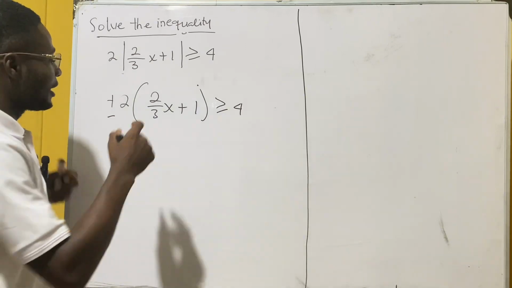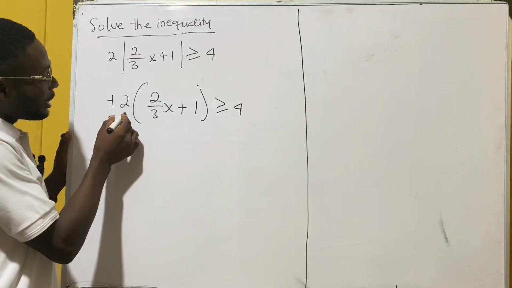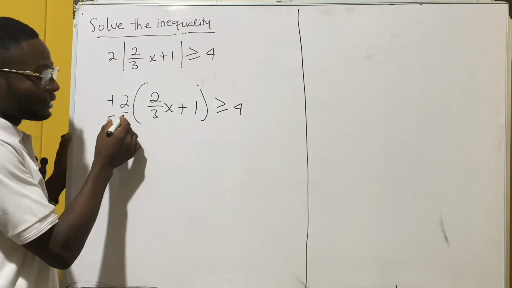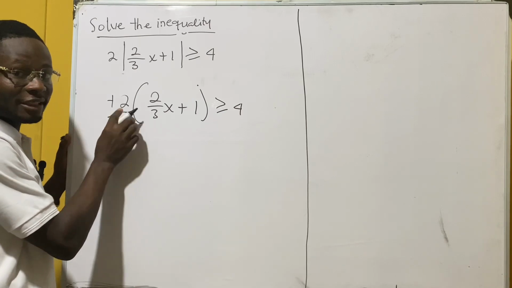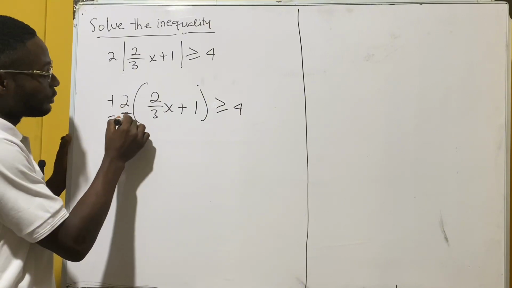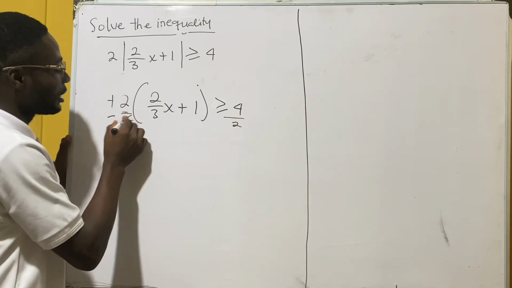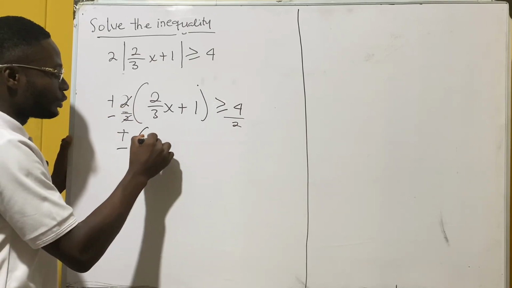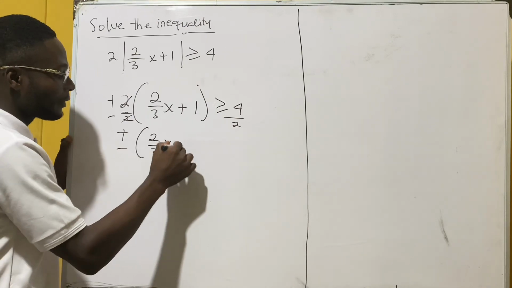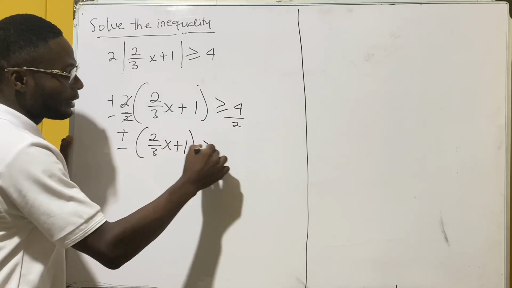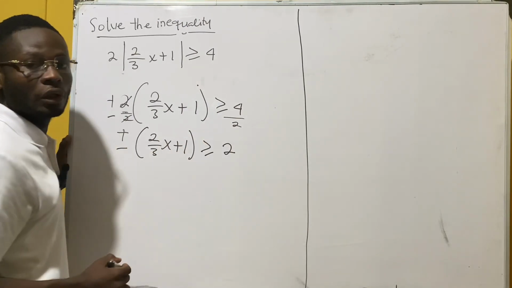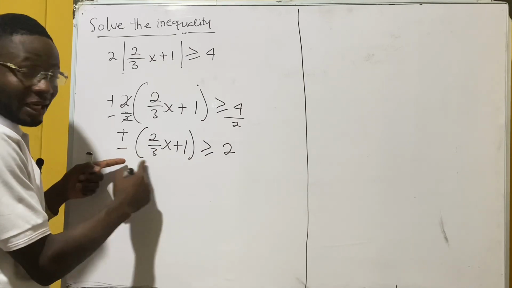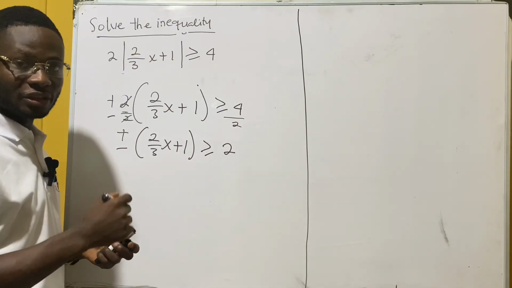So here, we can decide to divide through by 2 so that we eliminate this coefficient over here. So over 2, so that this takes off this. So you have plus or minus into 2 on 3x plus 1 greater than or equal to 2. Now it's plus or minus, so let's consider the positive first.